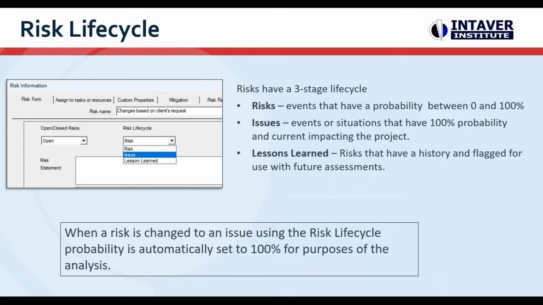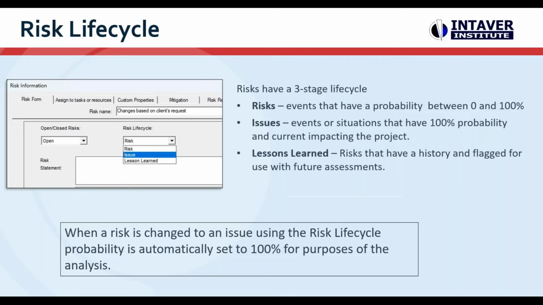With the risk life cycle in RiskyProject, risk has a 3-stage life cycle. They have risks, events that have a probability between 0 and 1. Issues, events or situations that have a 100% probability and are currently impacting the project. And lessons learned, which are really just to flag things. They'll have a history behind them and can be used for future assessments.